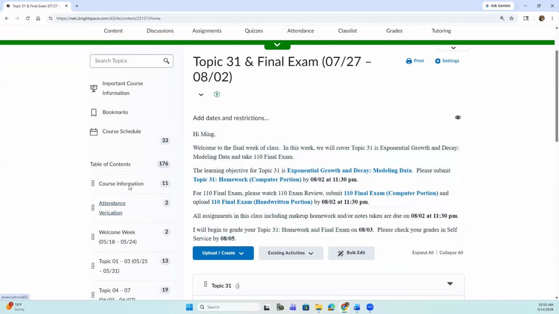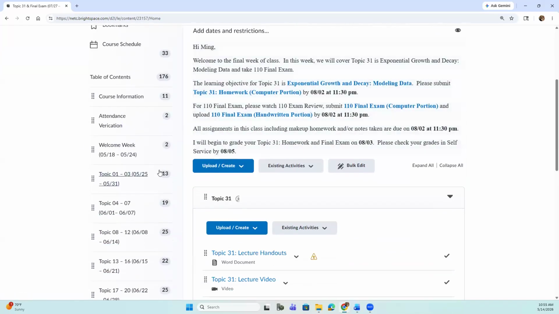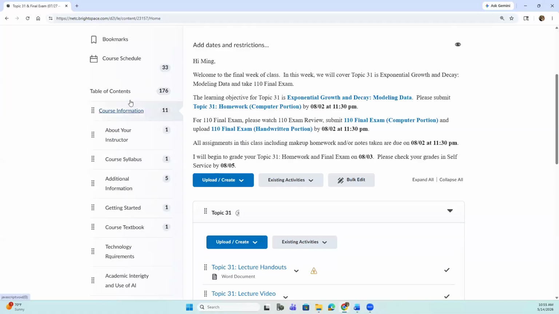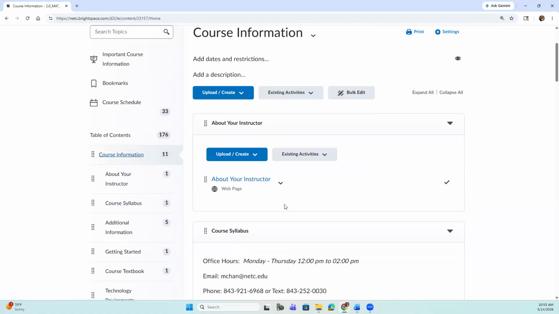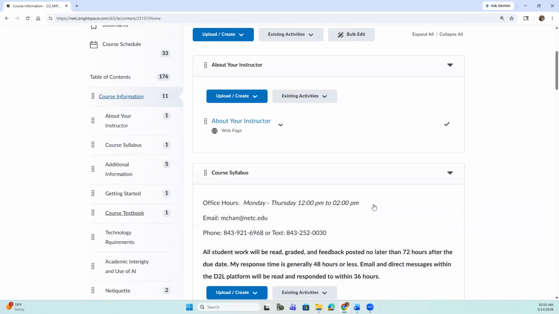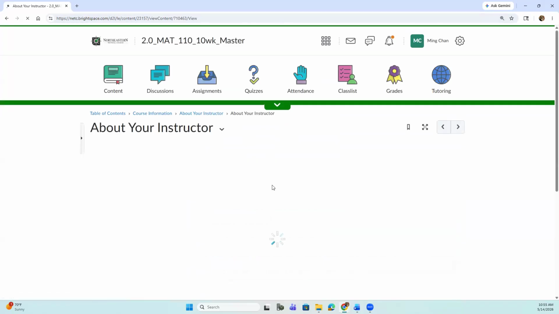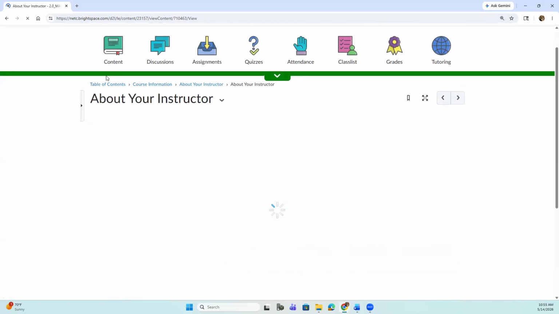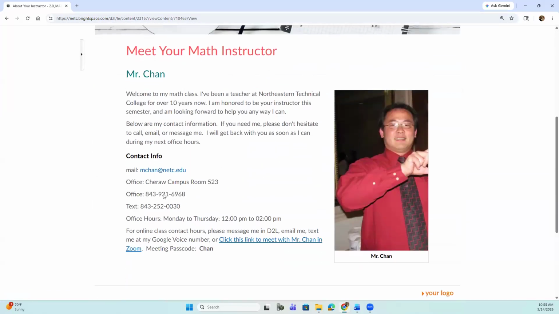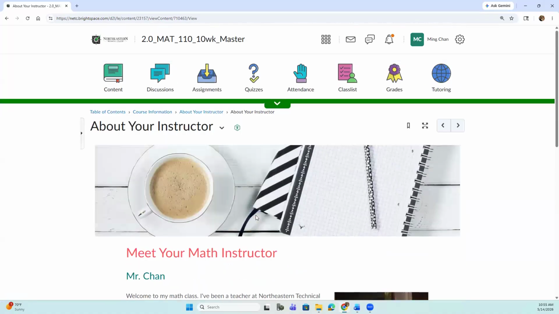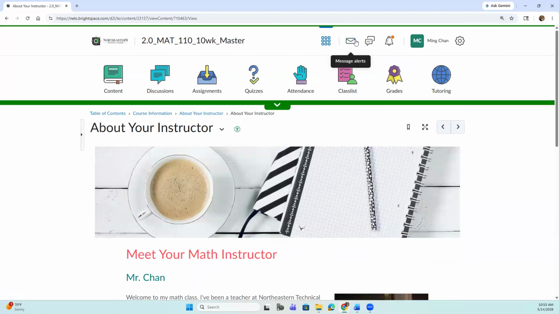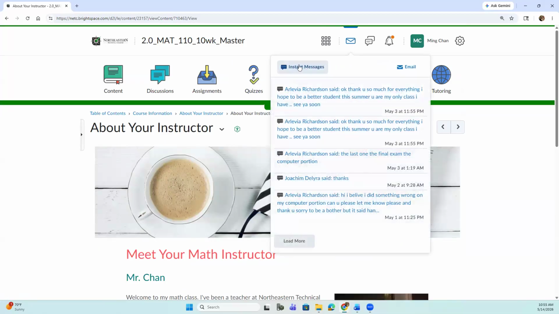All right, that being said, let's go over this course information. The course information here will stay with you all semester long. About your instructor, my contact information is already listed inside About Your Instructor. Our number one way of communication is through D2L instant message, with this envelope up here. If you click on it, you can message me or you can email me from D2L.